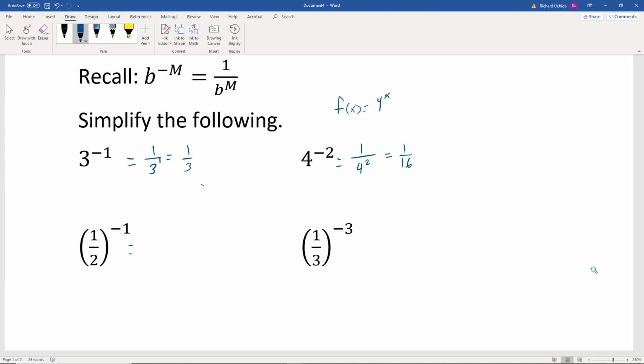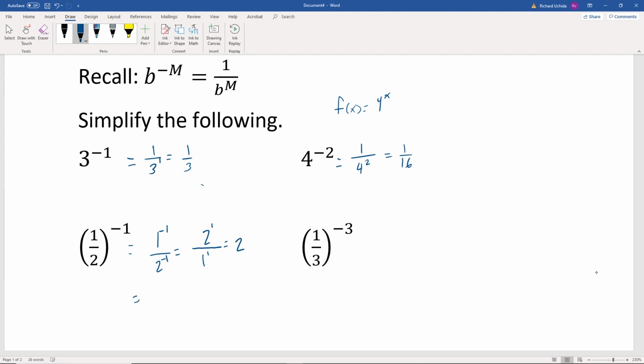Now, let's say we had 1/2 raised to the negative 1. Remember, there are two ways you could think about it. First, you could distribute the exponent. This would be the same thing as 1 to the negative 1 over 2 to the negative 1. So 1 to the negative 1 would be 1 to the first in the denominator. And the 2 to the negative 1, when it's in the denominator, is the same thing as bringing it up to the numerator. So that would be 2 to the first, which is 2, over 1 to the first, which is 1. So that would just be 2.